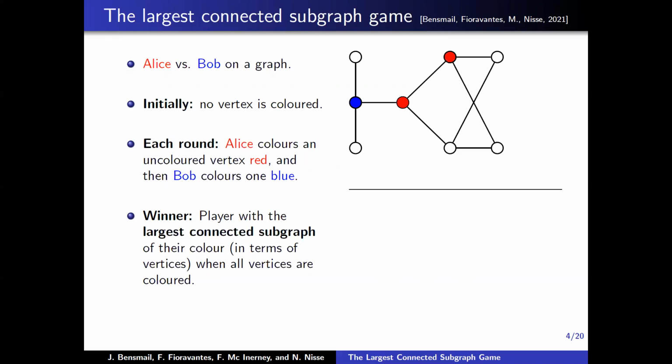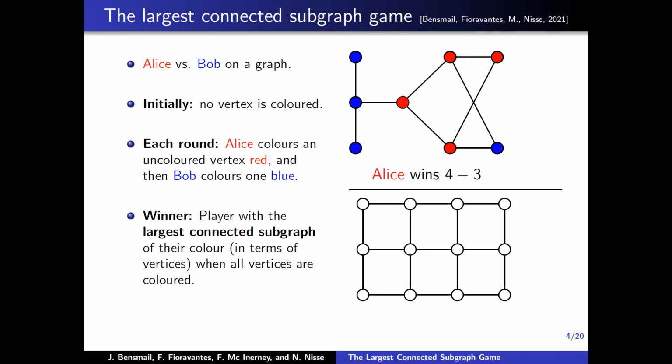So Alice plays again, Bob plays again. They keep alternating, and finally in the last turn, Bob must color this vertex. And we can see that there's a connected red subgraph of order 4, but the largest connected blue subgraph is of order 3, and so Alice wins 4-3. To have another example, in this graph, Bob will always play symmetric to Alice's play. And so what we'll see in the end is that they will get a draw. And so in this case, the largest connected red subgraph is of order 3, and the largest connected blue subgraph is of order 3. And so it ends in a draw, 3-3.